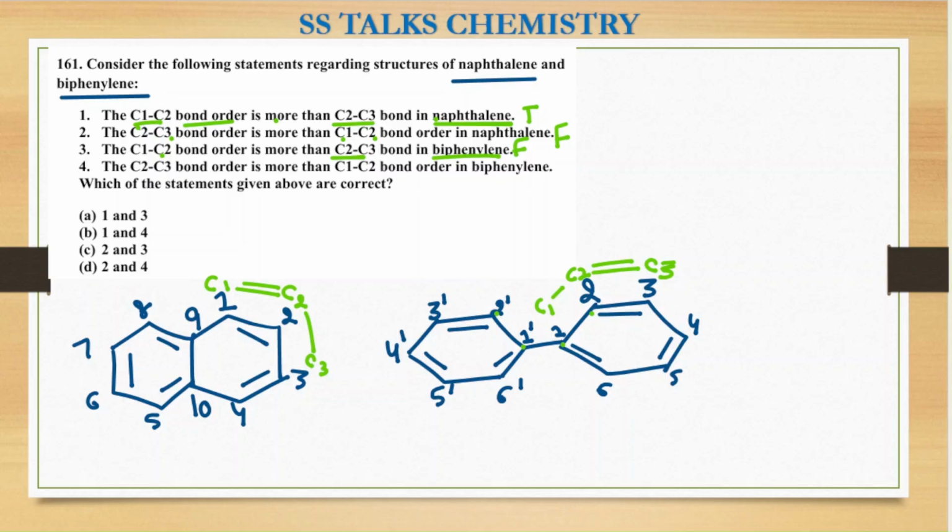Next statement says 2 and 3 have bond order more than the carbon 1 and 2 bond order in the biphenyls, which is your true statement. So you can see 2 and 3 have more of the bond order. So 1 and 2 in the naphthalene and 2 and 3 in the biphenyls have more of the bond order. So the correct statements will be 1 and 4 that is given in the option, right? So B is the correct answer for this particular question.